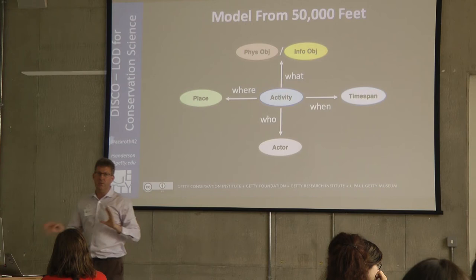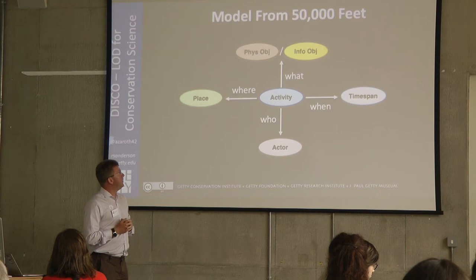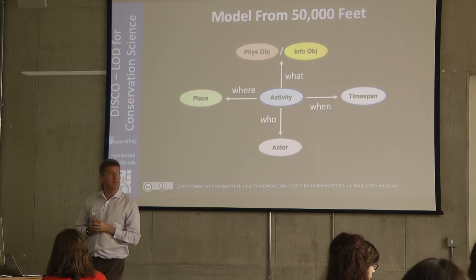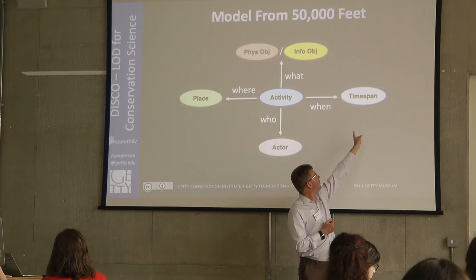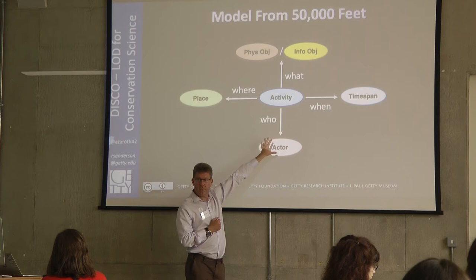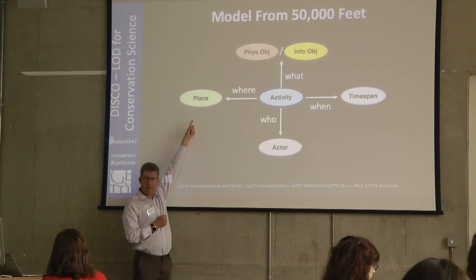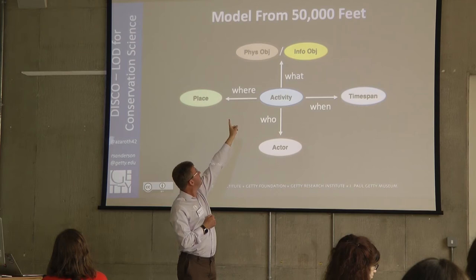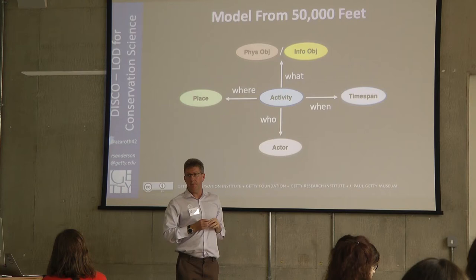And then I think of it as who, where, what, and when. So the activity happened when? It happened at a time span, so that's the P4 has time-span property. Who carried it out, who did it, who participated in it? Well, there's this actor, the person or a group, so the intentional causality of the activity. Where did it take place? It took place at a place. And what was involved in the activity? Either a physical object or a conceptual information object.